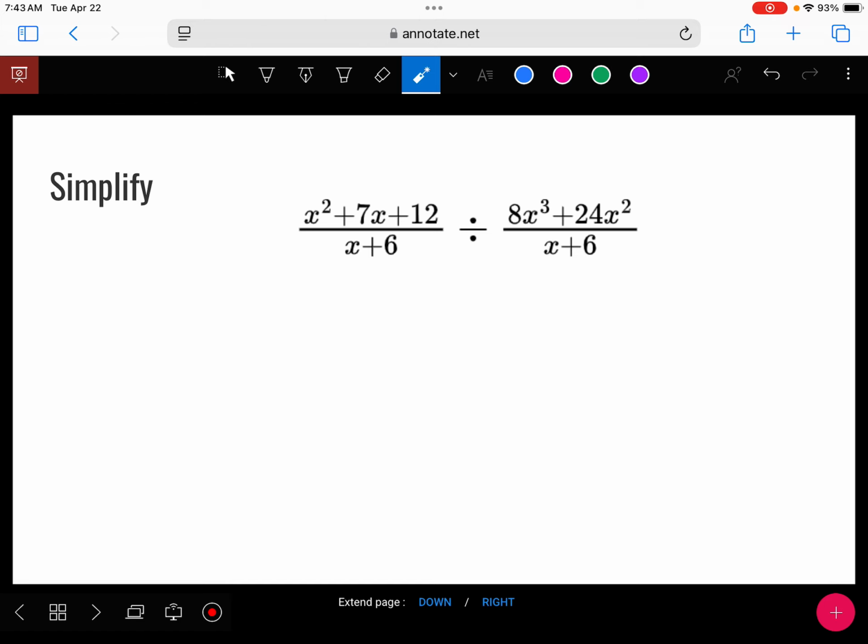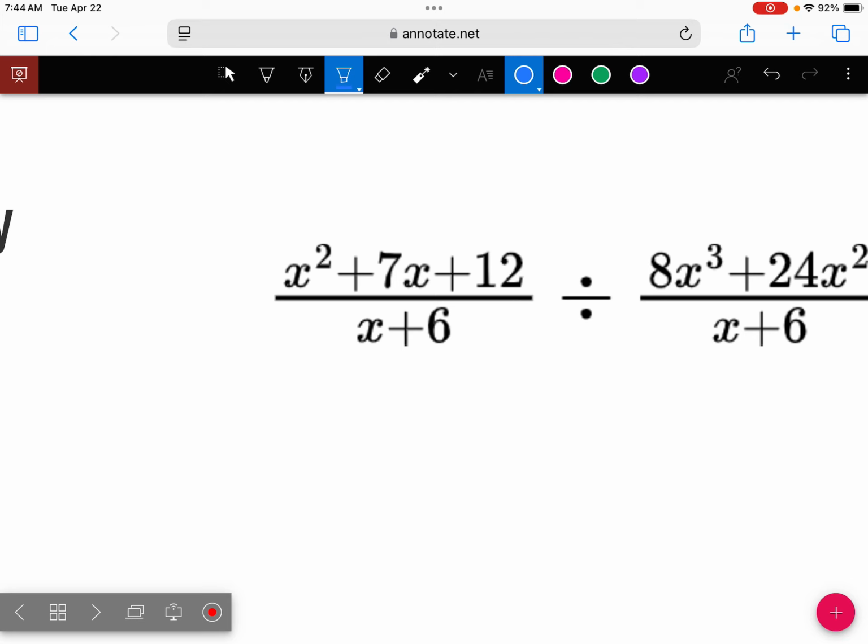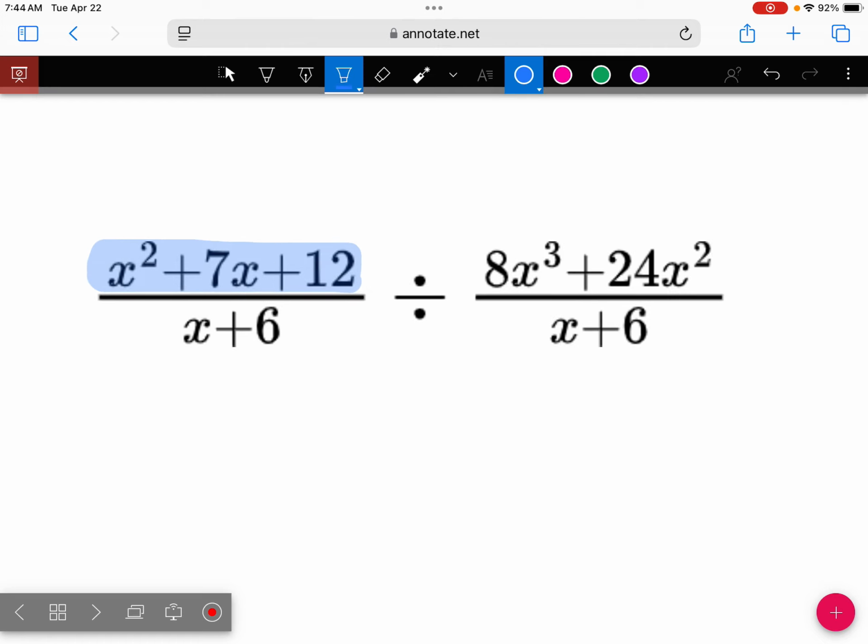Division! Huzzah! And it's going to be the same kind of vibe. We need to do our trick we have for remembering division, our keep, change, flip, and we're going to do our factoring. So we know for sure we're going to need to factor everything that has an exponent. So we're going to try and factor this guy. We need to try and factor this guy as much as we can.